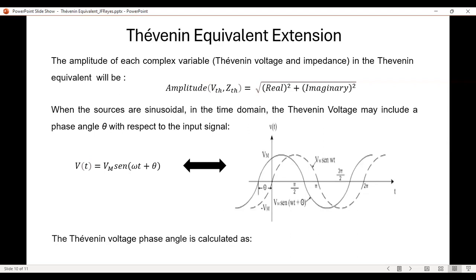Now, the Thevenin voltage phase angle can be calculated using the following expression. Theta equals the inverse tangent of the imaginary part divided by the real part of the Thevenin voltage complex number.